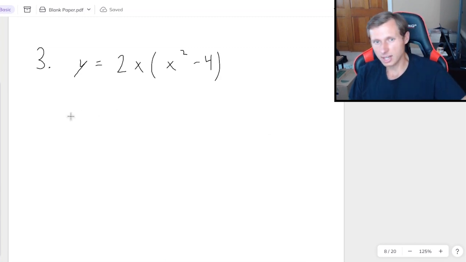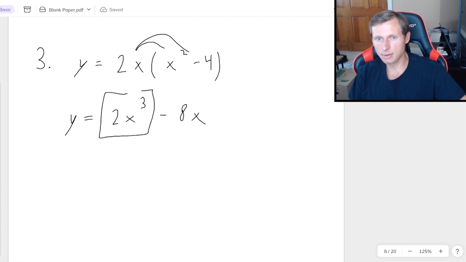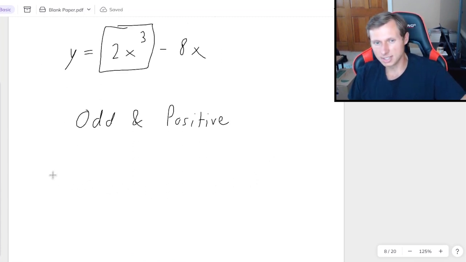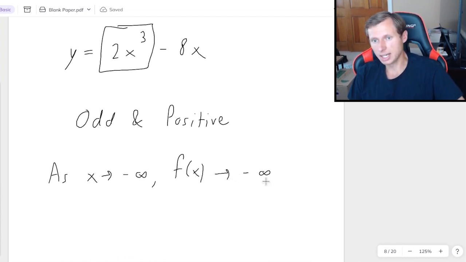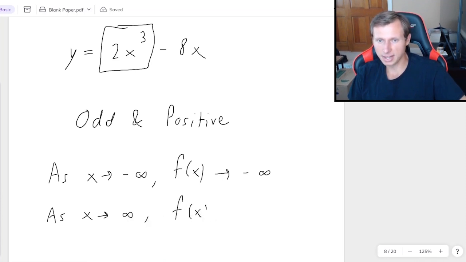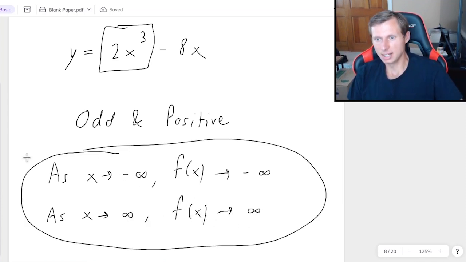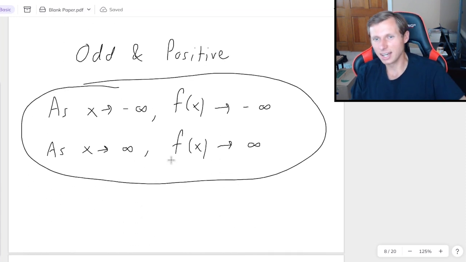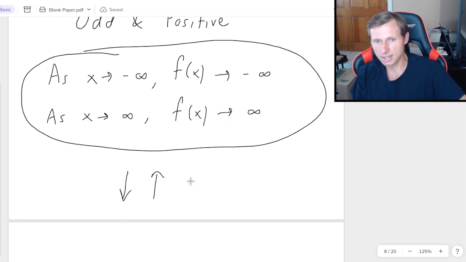Okay, so first thing I'm going to do, like I suggested, I will distribute the 2x to both terms, giving me 2x cubed minus 8x, but all I care about is the 2x cubed, which is the odd and positive case, which means I instantly go to my final answer. As x approaches negative infinity, f of x approaches negative infinity, and as x approaches positive infinity, f of x approaches positive infinity. And there we go. That's it. Again, with the arrows, this is going to be down, then up.